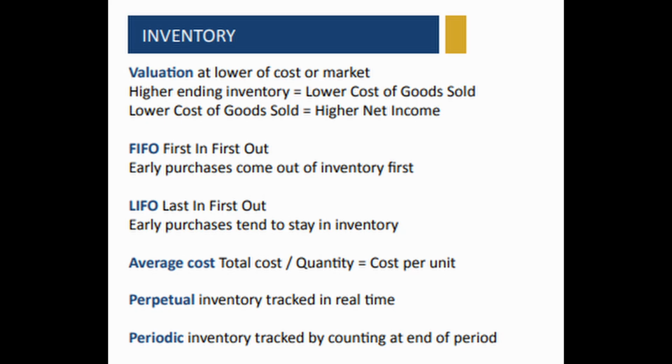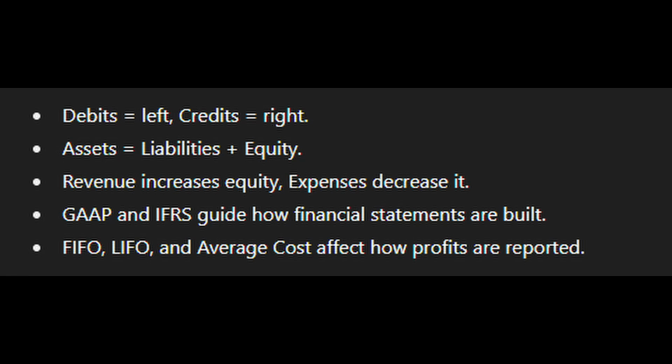Methods: FIFO, LIFO, and average costs. FIFO, first in, first out. Older costs leave first. LIFO, last in, first out. Newer costs leave first. Average cost takes the total cost divided by total units. Note that in times of rising prices, FIFO gives higher income. LIFO gives lower.